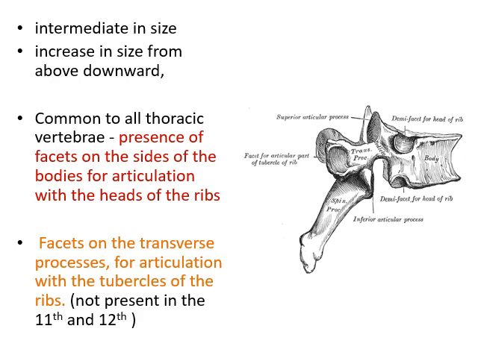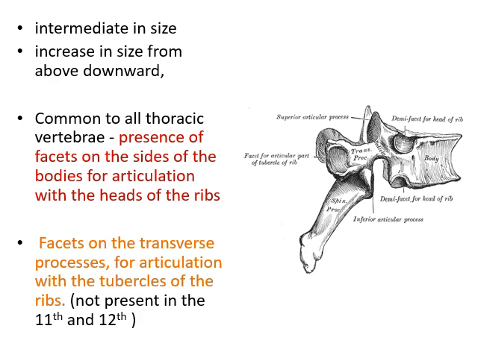Okay, so what are the features which are common to all thoracic vertebrae? That is the presence of facets or demifacets on the sides of the body of the vertebra for articulation with the heads of the ribs, right? One feature which none of the other vertebrae have is that the thoracic vertebrae articulate with ribs, and this articulation is at the body of the vertebrae.